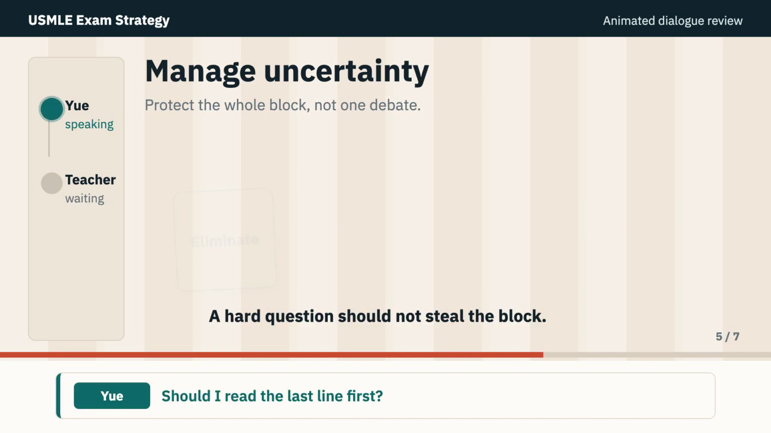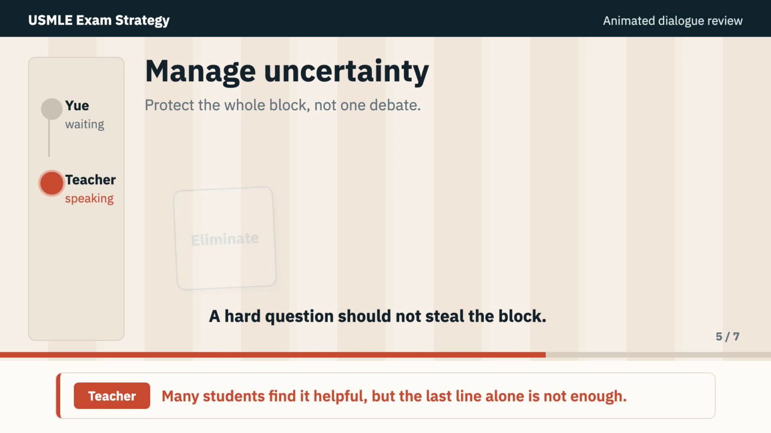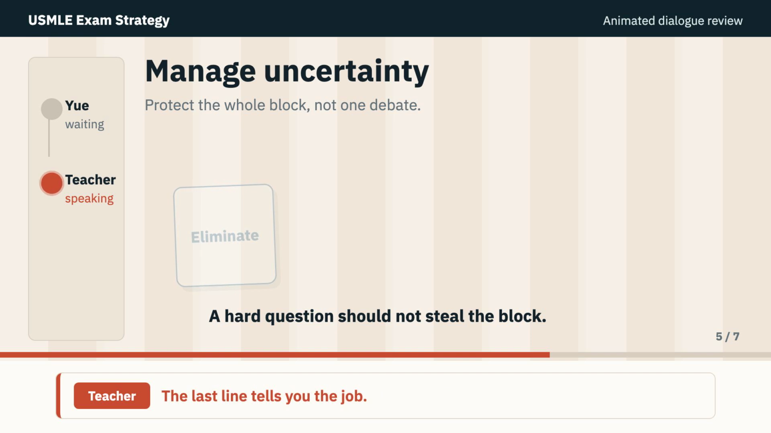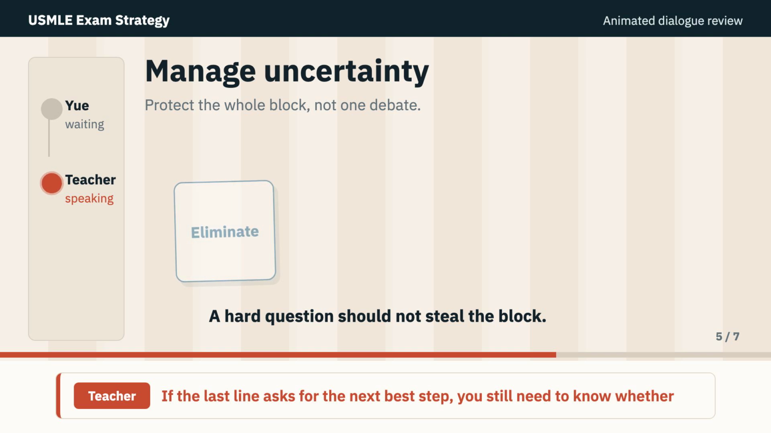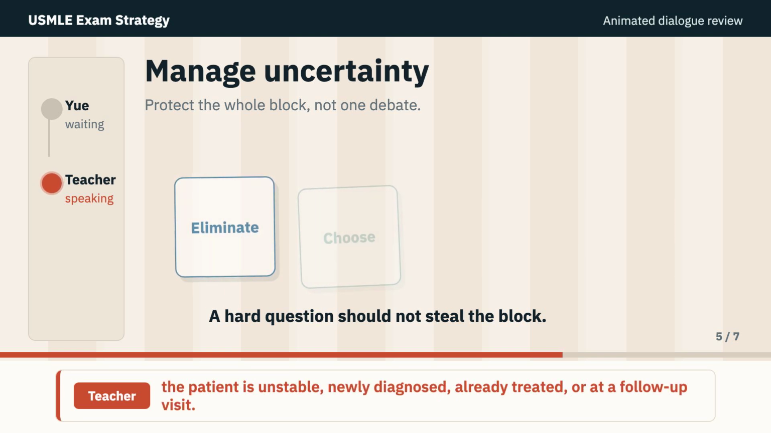Should I read the last line first? Many students find it helpful, but the last line alone is not enough. The last line tells you the job. The stem tells you the situation. If the last line asks for the next best step, you still need to know whether the patient is unstable, newly diagnosed, already treated, or at a follow-up visit.